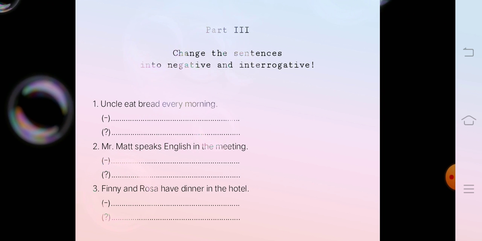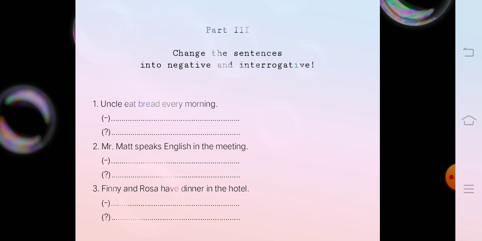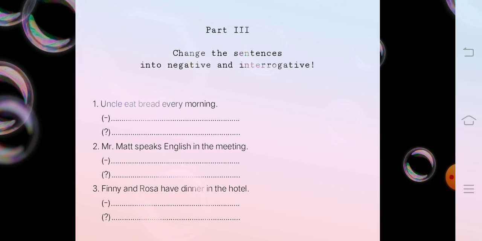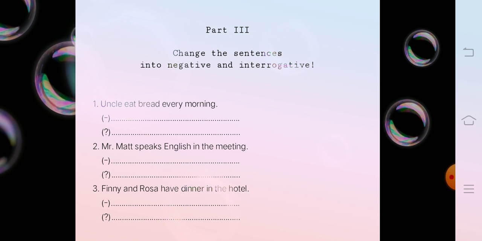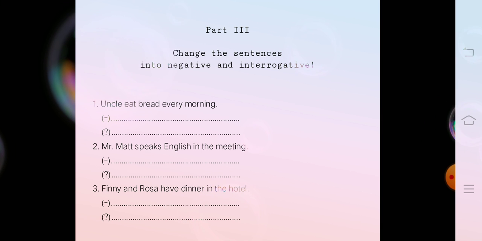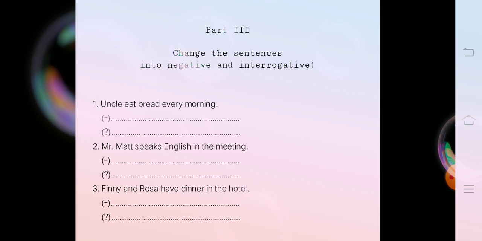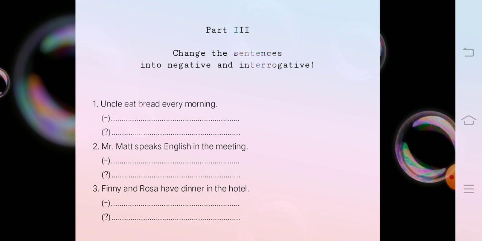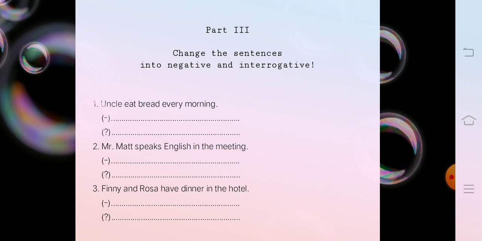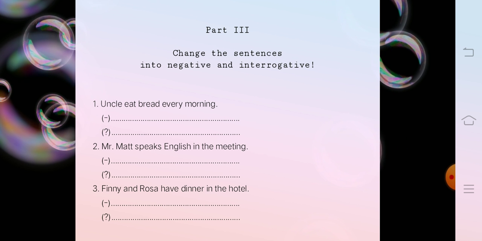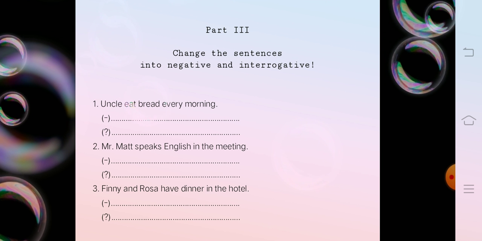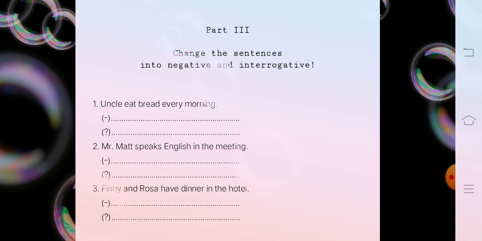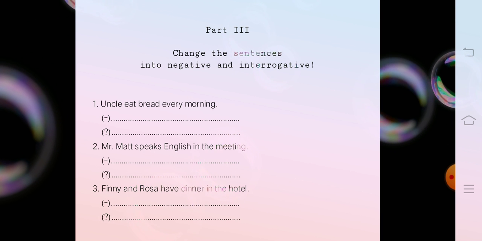And the last type is a very difficult type, namely changing a sentence from positive to negative and interrogative. It is said to be difficult because this type is different from the first and second types, as students must change a sentence. It means students must understand the formula.